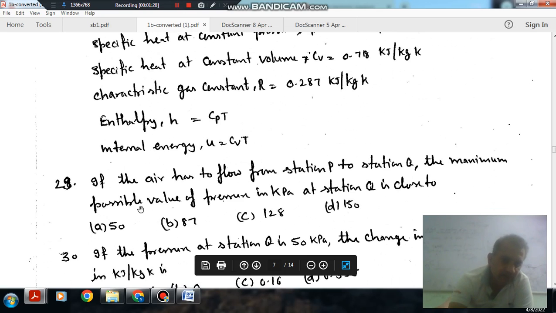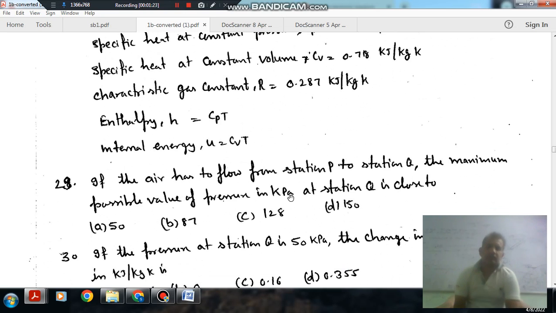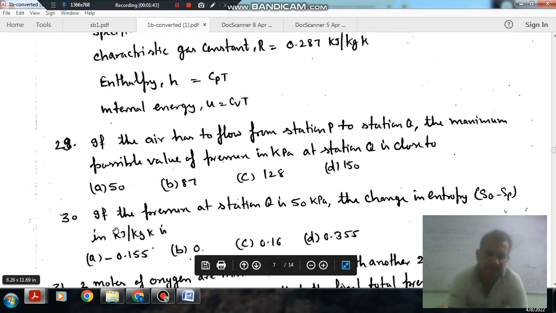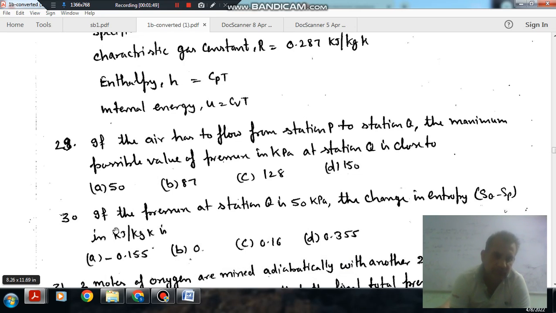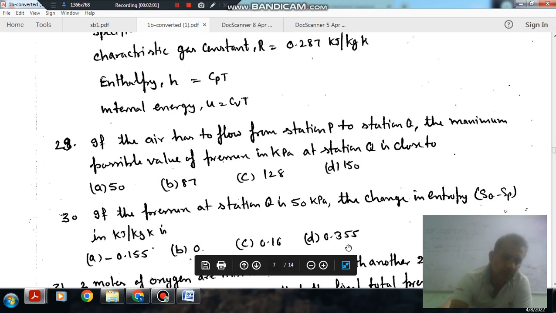Question number 29 is, if the air has to flow from station P to Q, the maximum possible value of pressure in kPa at station Q is close to option A 50, option B 87, option C 128, option D 150. The other question is, if the pressure at station Q is 50 kPa, the change in entropy SQ minus SP in kilojoule per kilogram per degree Kelvin is option A minus 0.155, option B 0, option C 1.16, and option D 0.355.